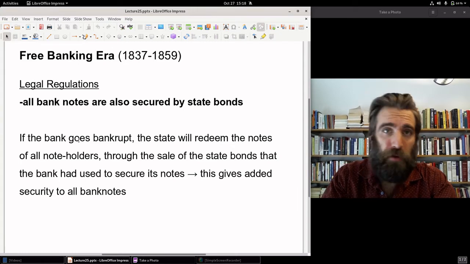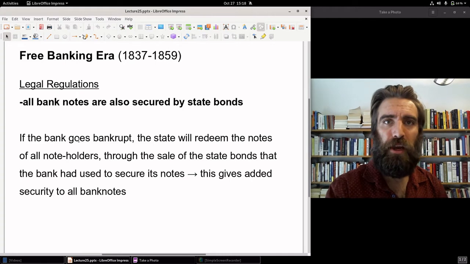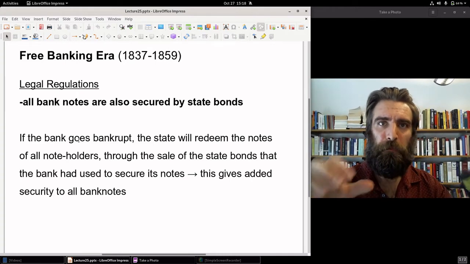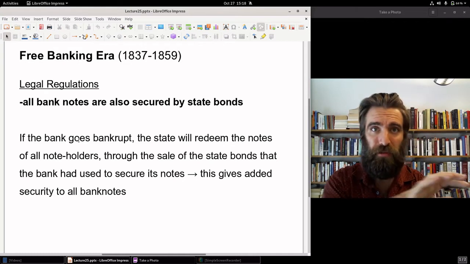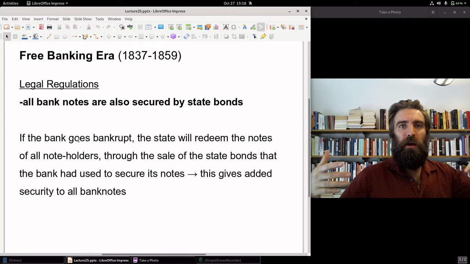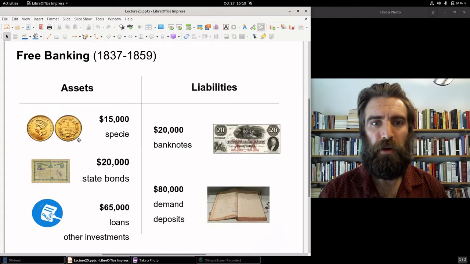And it happened a few times. The bank would go under, the note holder could go to the state government. The state government would take the bonds that the bank had lodged with it, sell the bonds, take the specie from that sale, and then redeem the notes. Okay, this gave added security to all banknotes because they were secured by state bonds.